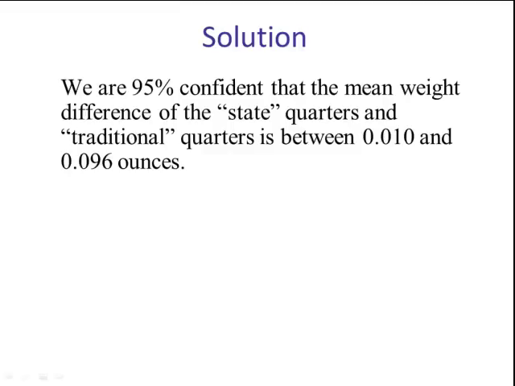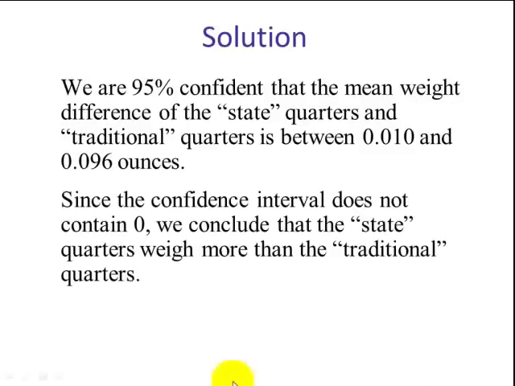So let's interpret this confidence interval. If you recall from chapter 9, we would interpret this way. We are 95% confident that the mean weight difference of state quarters and traditional quarters is between 0.010 and 0.096 ounces. Now the question is what does this tell us? Well, this is the connection between chapter 9 and chapter 10. Since the confidence interval does not contain 0, meaning 0 is not in between the lower limit and the upper limit, we can conclude that state quarters weigh more than traditional quarters.